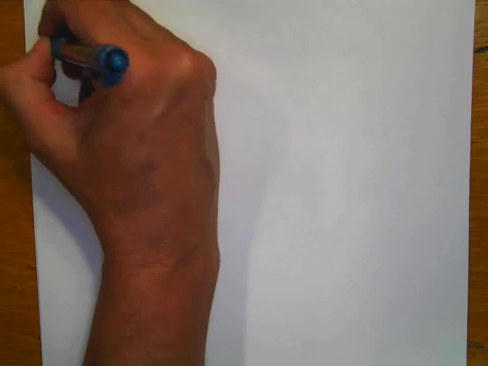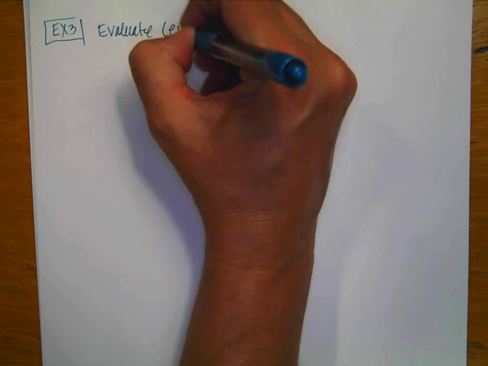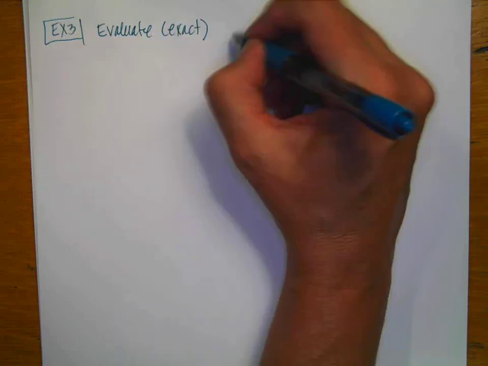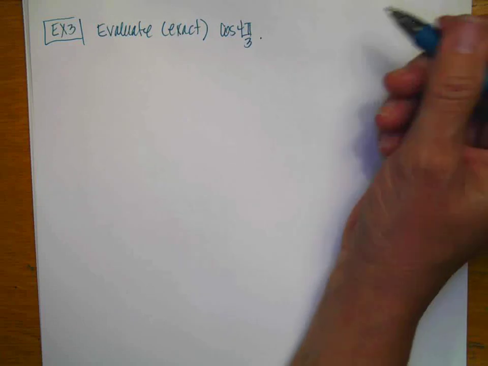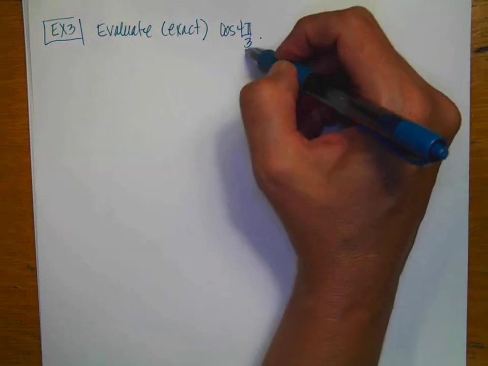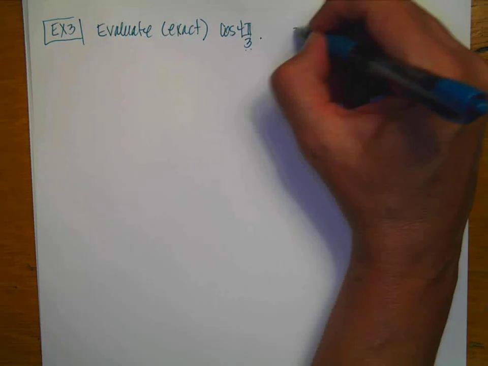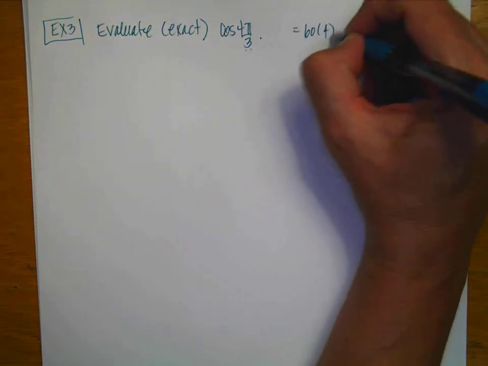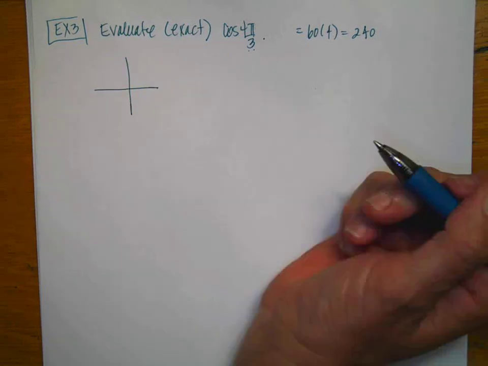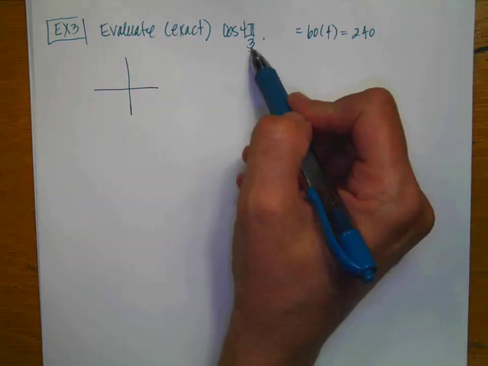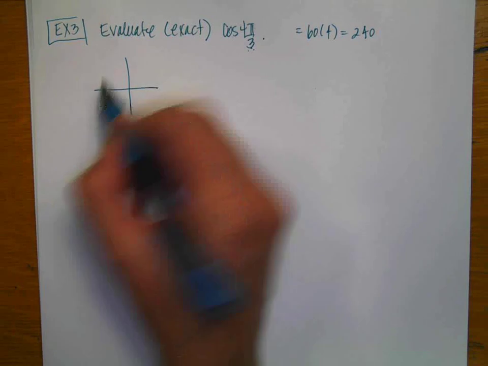Alrighty. For example number 3, it says evaluate, and we're going to add that lovely word exact, the cosine of 4 pi over 3. So the way that I would start this is I need to remember my angles. Pi over 3 is 60, so this is 60 times 4, which is 240 degrees. That is faster than counting in pi over 3s.